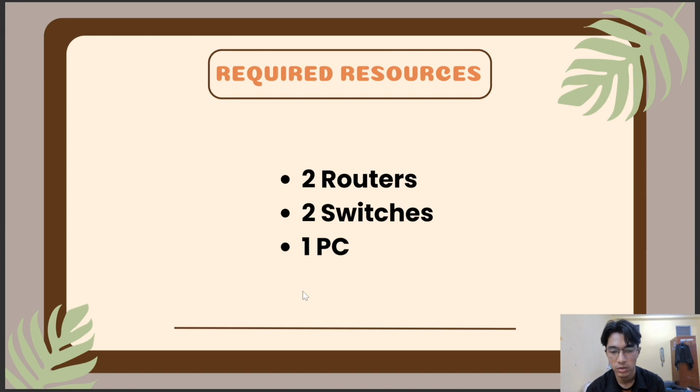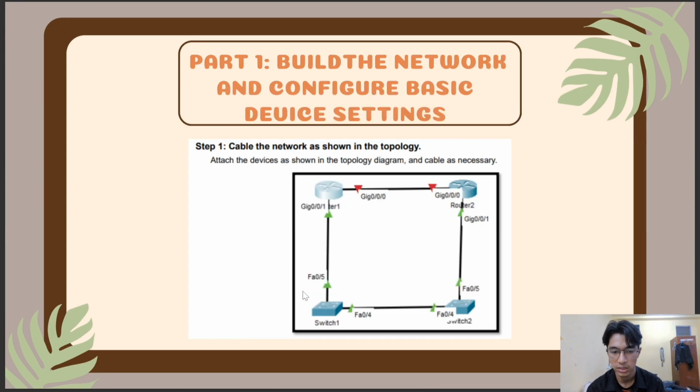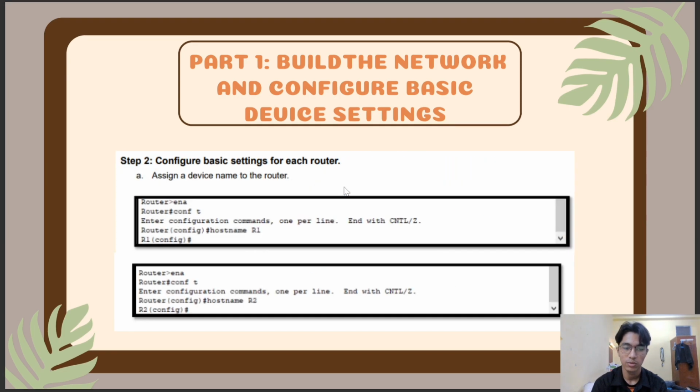Ni required resource here: two routers, two switches, one PC. Build the network and configure basic device settings. Step 1, cable the network as shown in topology. Test device ni lah. Cable all as necessary.